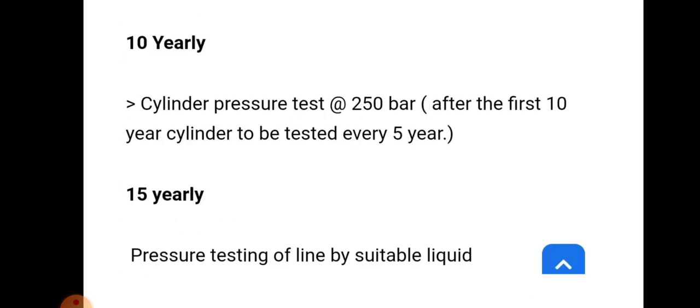10-year inspection means cylinder pressure test at 250 bar, and after the first 10 years the cylinder is to be tested every 5 years. 15-yearly means pressure testing of the line by suitable liquid.